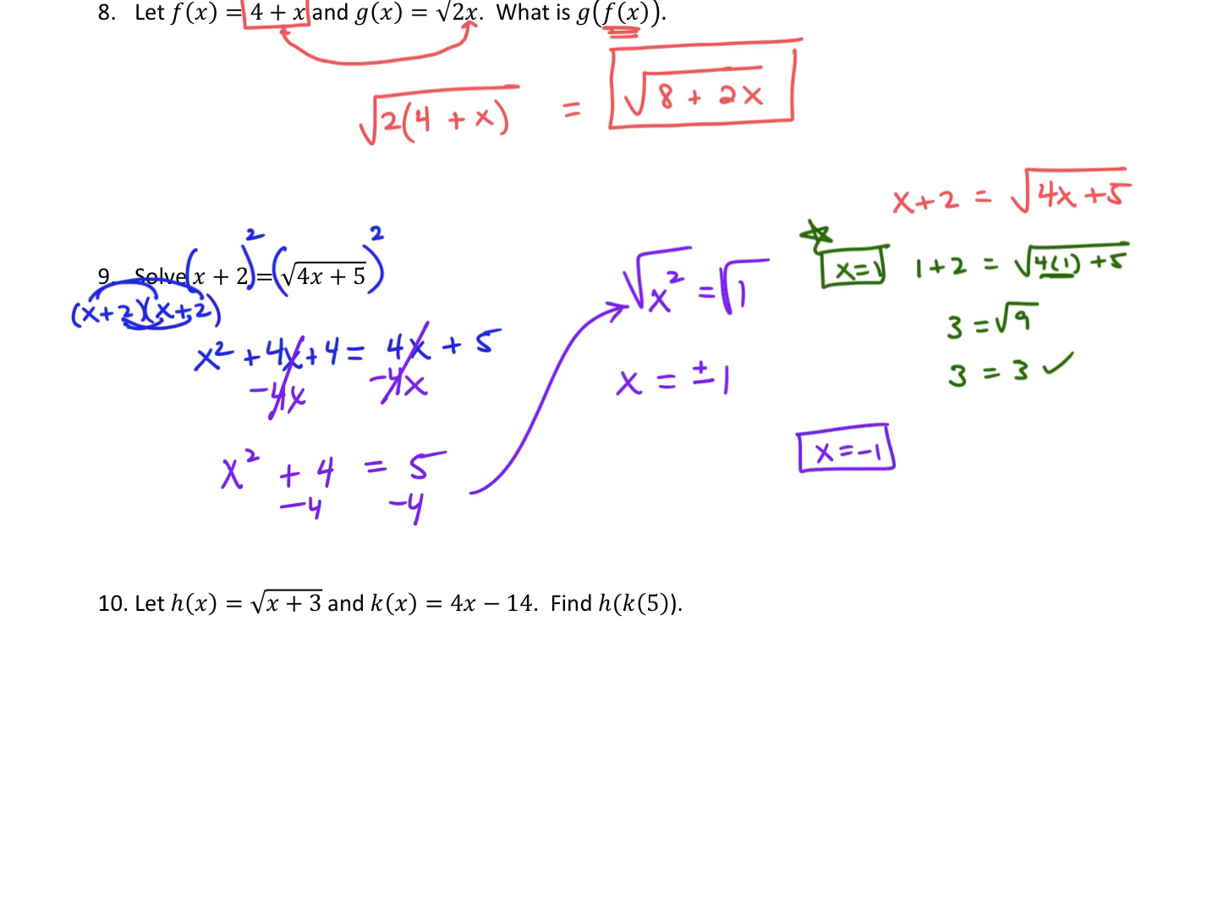We're just doing our check right now. So I'm going to plug a negative 1 in for all of the x's. So we have a negative 1 plus 2. We want to know, is that equal to the square root of 4 times negative 1 plus 5?